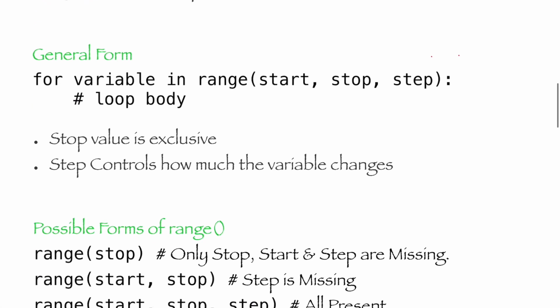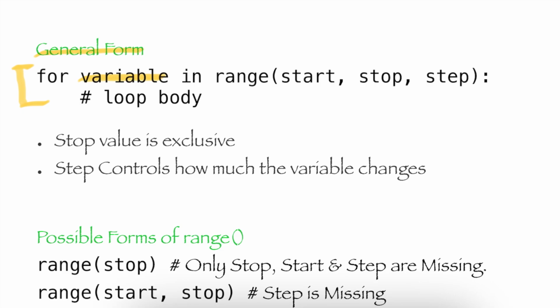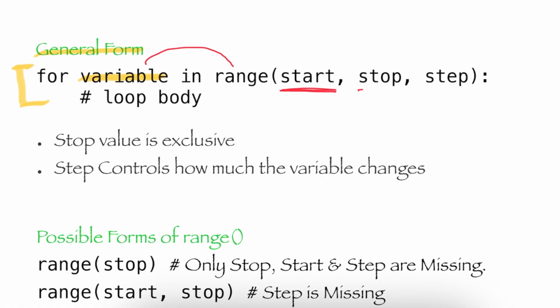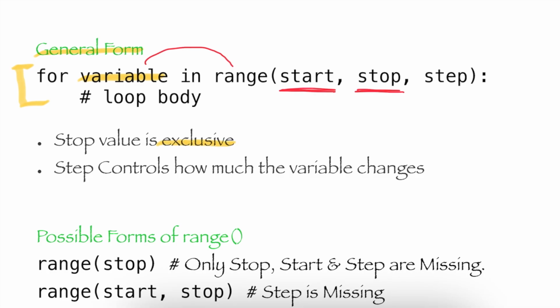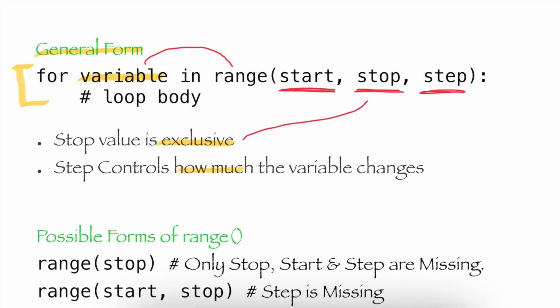Let's first look at the general syntax of a range-based for loop in Python. Here, variable is the loop variable. It takes one value at a time from the sequence generated by the range function. The start value is where the loop begins. The stop value is where the loop ends. But very important, the stop value is exclusive, meaning it is not included. The step value controls how much the variable changes each time.